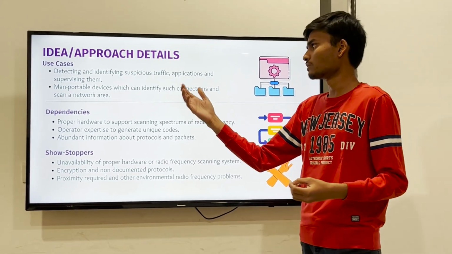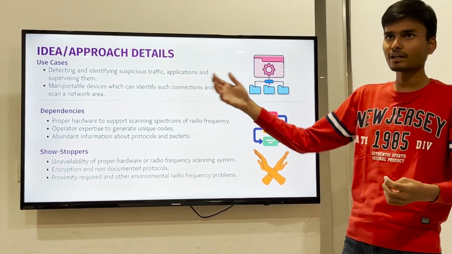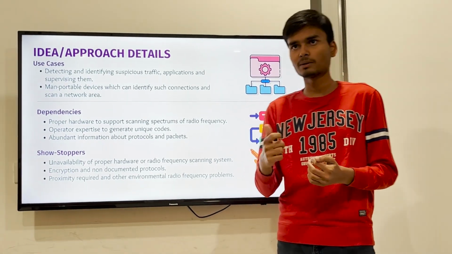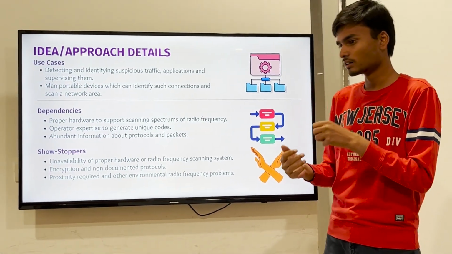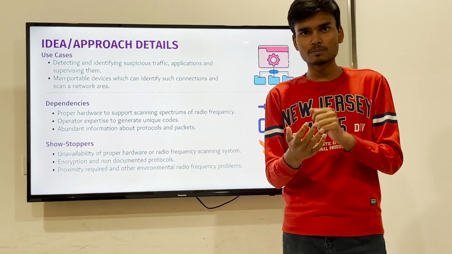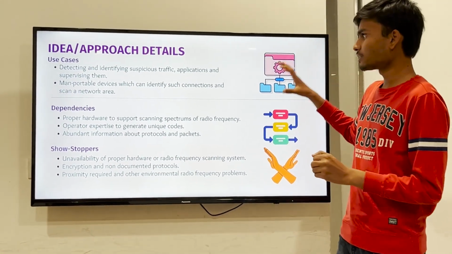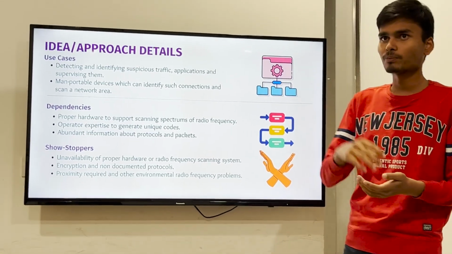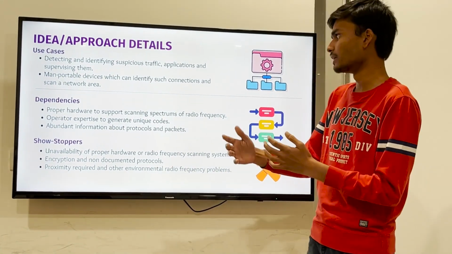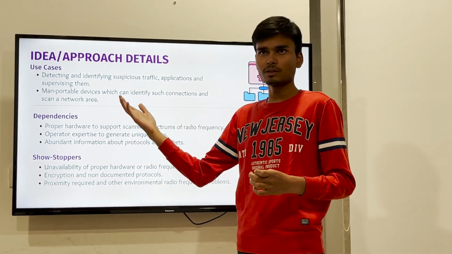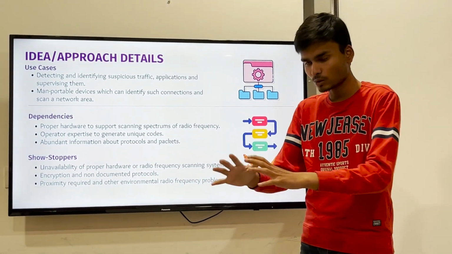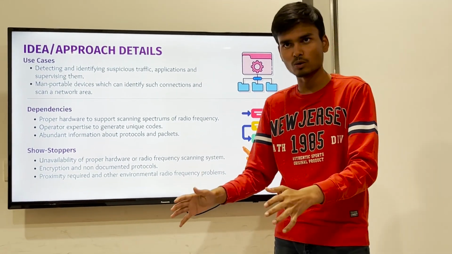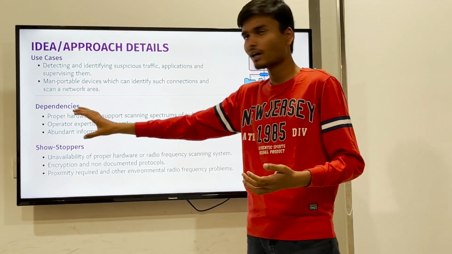Then we have our use cases. Our use cases are very simple. It is detecting and identifying suspicious traffic. For example, if a mesh network is sending out terrorism messages, our application can detect it and we can inform the required authorities that this is happening. Then we will have man-portable devices which can scan your locality or surroundings for these radio frequency networks.